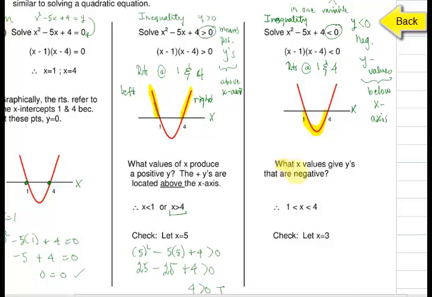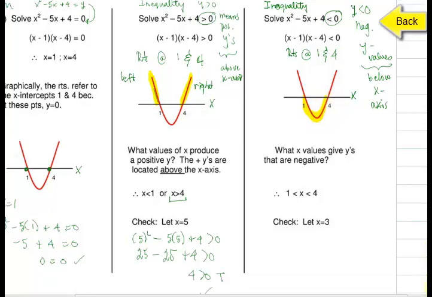Okay, and so what x values give y's that are negative? Well, all the values for x which are between 1 and 4. Okay, so how do we write that? Well, if you recall the way we were writing domain restrictions at the beginning of the year, you write the numbers in the order that they appear on the number line, so 1 and 4. Put the variable that you are considering in the middle, and we use less than signs. So we say 1 is less than x, which is less than 4.